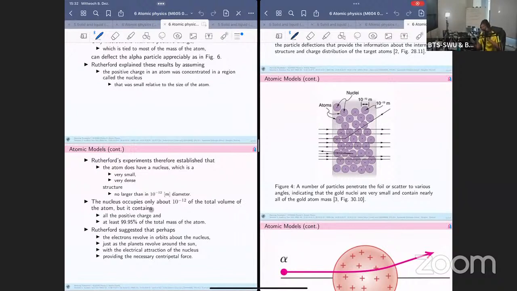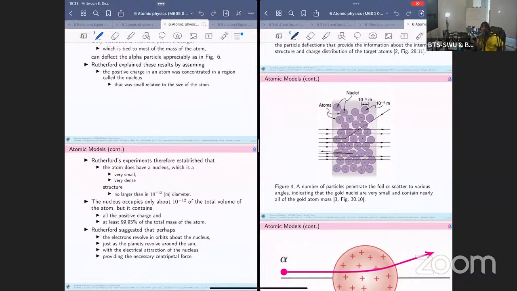All the positive charge is in the nucleus, which holds at least 99.95% of the total mass of the atom. And yeah, it contains mainly the mass of the atom, 99.95%.